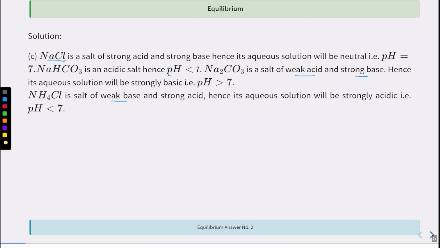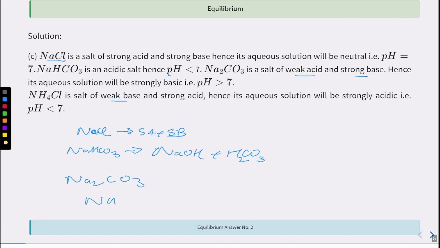Sorry for that inconvenience. So now you saw that NaCl is a combination of strong acid, strong base. NaHCO3 is a combination of NaOH plus H2CO3, which is carbonic acid. And likewise, we have a weak acid, which is our Na2CO3.